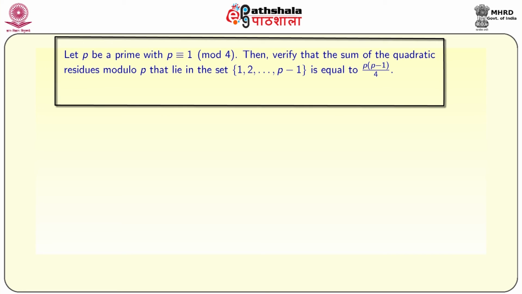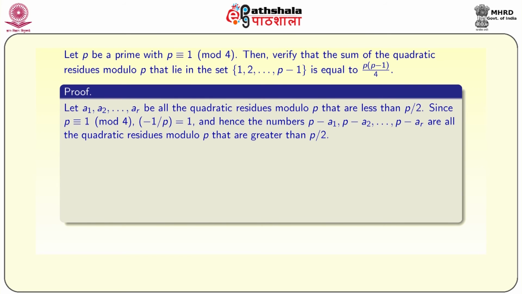Now, let p be a prime with p congruent to 1 mod 4. Then verify that the sum of the quadratic residues modulo p lying in the set {1, 2, 3, ..., p-1} is equal to p(p-1)/4. The proof is simple. Let a1, a2 and so on up to ar be all the quadratic residues modulo p that are less than p/2. Since p is congruent to 1 mod 4, -1 is a quadratic residue, hence p - a1, p - a2 and so on up to p - ar are also quadratic residues modulo p, but they are greater than p/2.